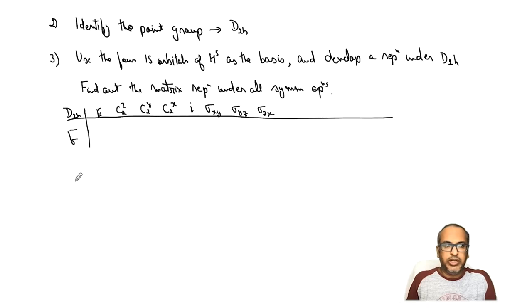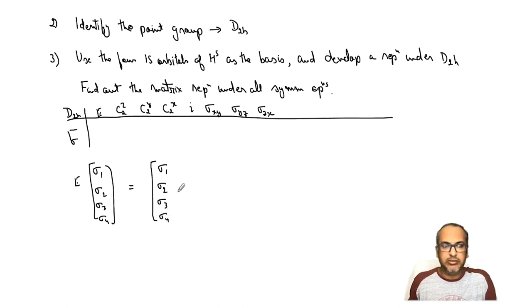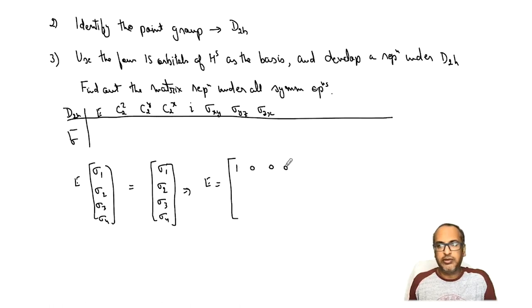So to do that, we need to operate E onto sigma 1, sigma 2, sigma 3, sigma 4, and what is the resultant of this? The resultant is the same: sigma 1, sigma 2, sigma 3, sigma 4. So this would imply that my E is a unit matrix of order 4, right?